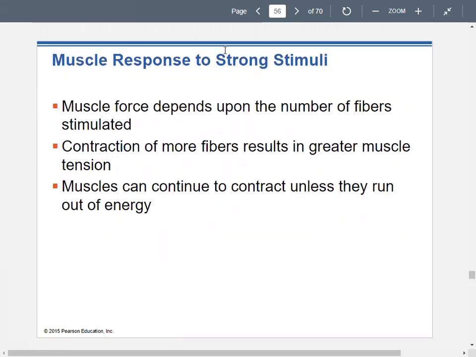Okay, so the muscle and how it responds to strong stimuli. Just like tension is affected by how many fibers are stimulated, the overall force that muscle puts out is going to depend on the number of fibers. So contraction of more fibers is going to result in more tension. And the muscles are going to be able to continue to contract unless you run out of an energy source, right? So as long as you have the conditions, you're going to get contraction.